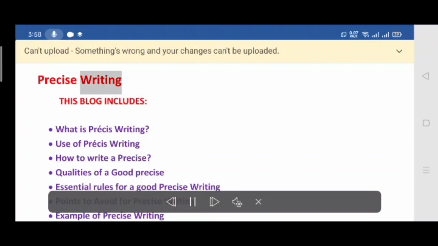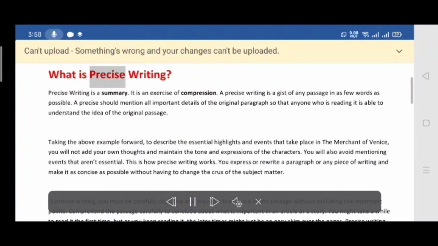Précis Writing. This blog includes: what is Précis Writing? Use of Précis Writing. How to write a précis. Qualities of a good précis. Essential rules for a good précis writing. Points to avoid for précis writing. Example of précis writing.